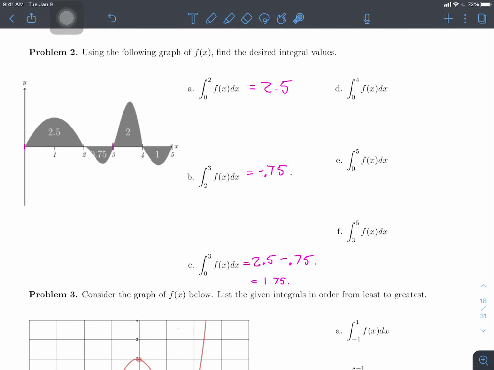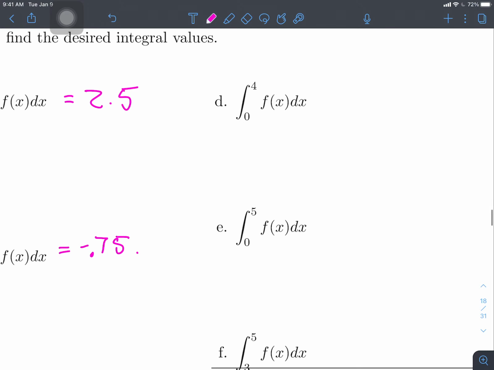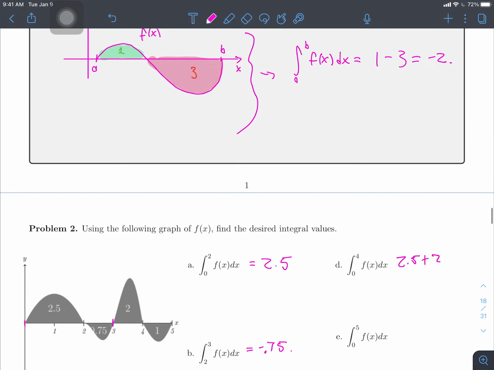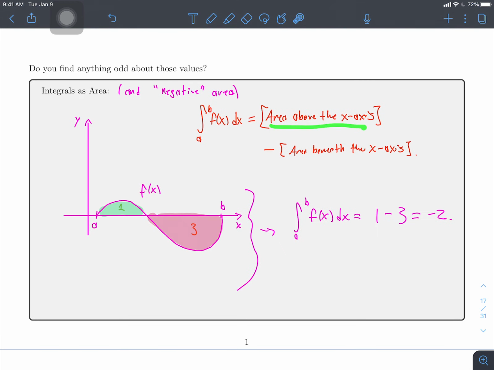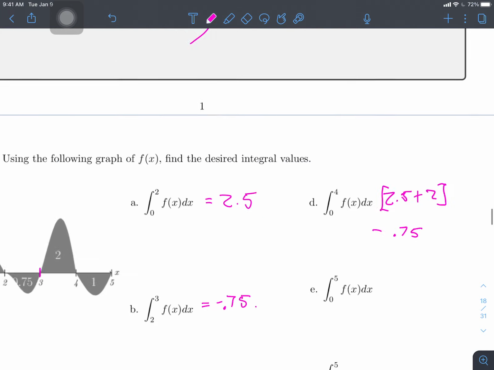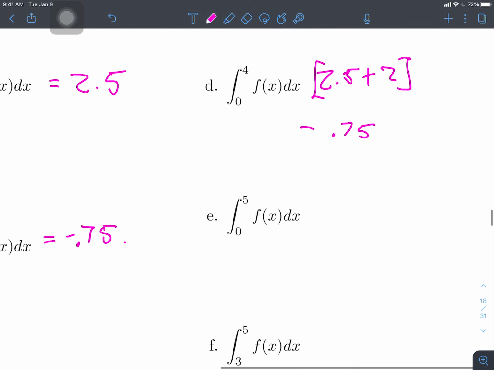Add the two positive areas and subtract them. You got it. I'm going to add the two positive areas first. So I'm going to do 2.5. I'm going to add that to 2, right? Because this says area above the x-axis. That's counting both of these guys, right? So I can do 2.5, I add 2, that's the area above, and I subtract the area beneath, which is 0.75. Okay, so I get 4.5 minus 0.75, which is 3.75.